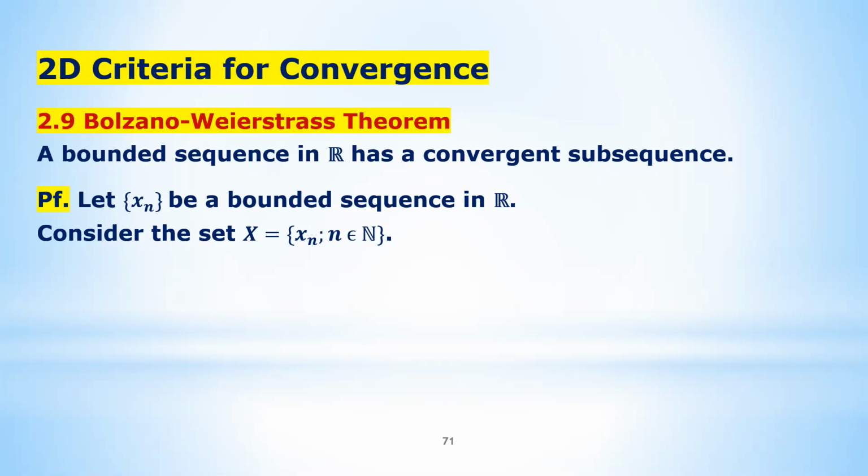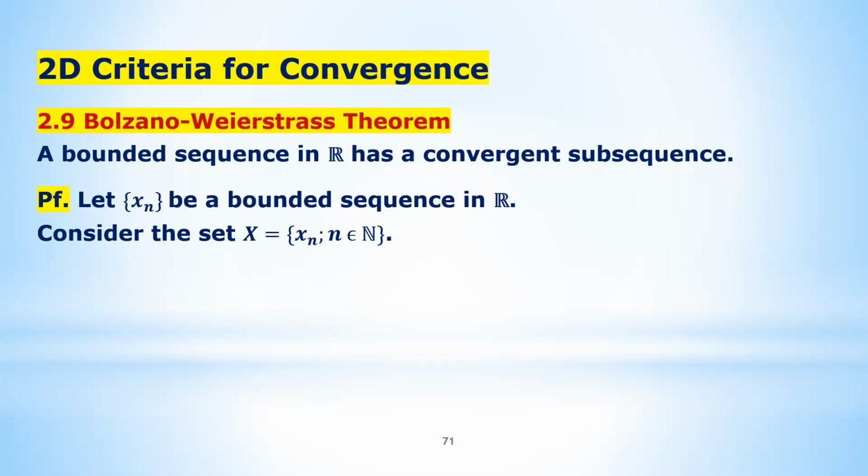For instance, let's say xn is a constant sequence. xn always equals 1, for instance. In this case, the set X consists of only one point, that's 1, right? Okay, so xn can be a very different sequence, but X can be anything. So this is the first important thing you have to notice from this approach.